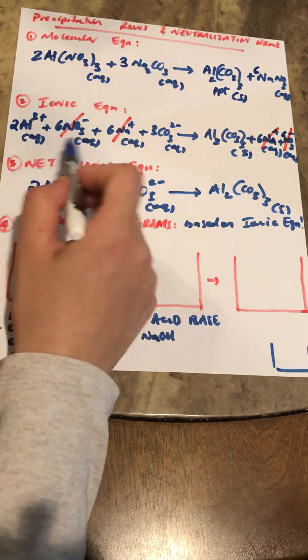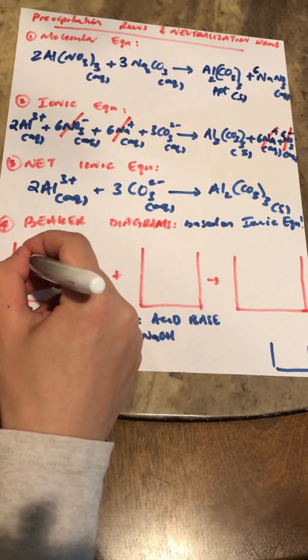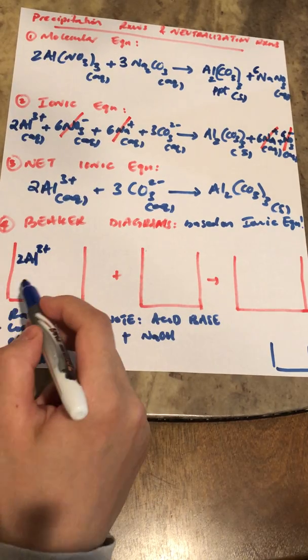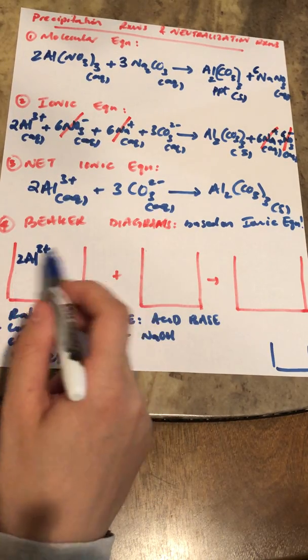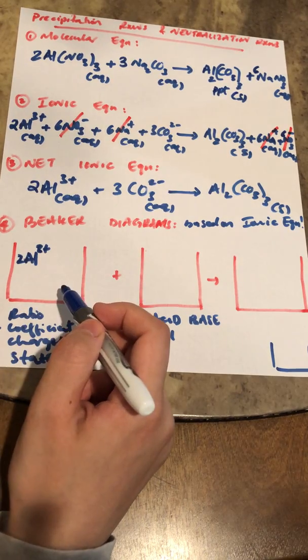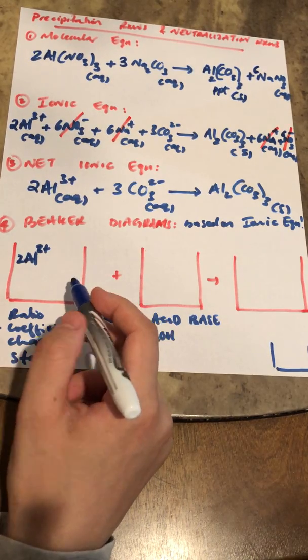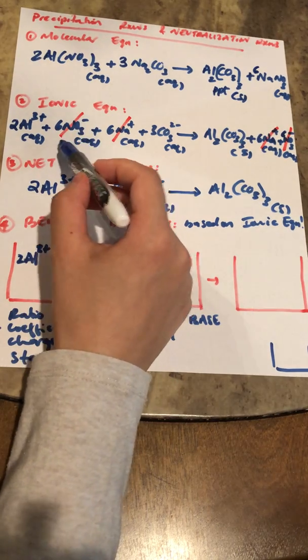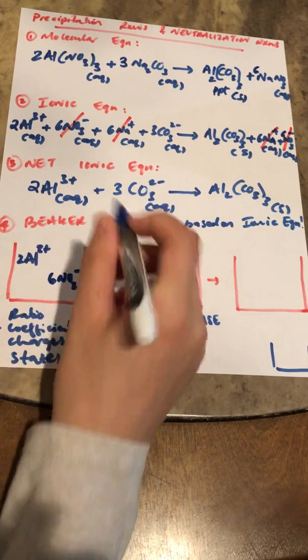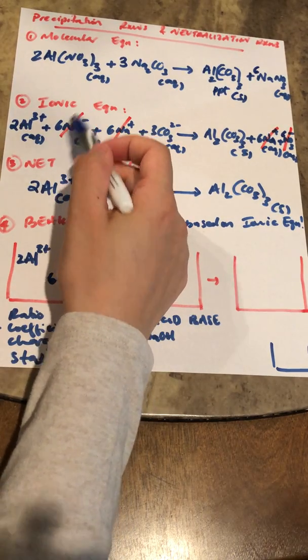So I'm going to take my first reactant. We have 2Al3 plus. I don't need to enter the aqueous now because this is supposed to be dissolved in water. This is why we have the beaker diagrams, because they're all dissolved in water. The second thing we're going to enter over here is the 6NO3 minus. Keep in mind, we do not actually ignore the one we crossed out.